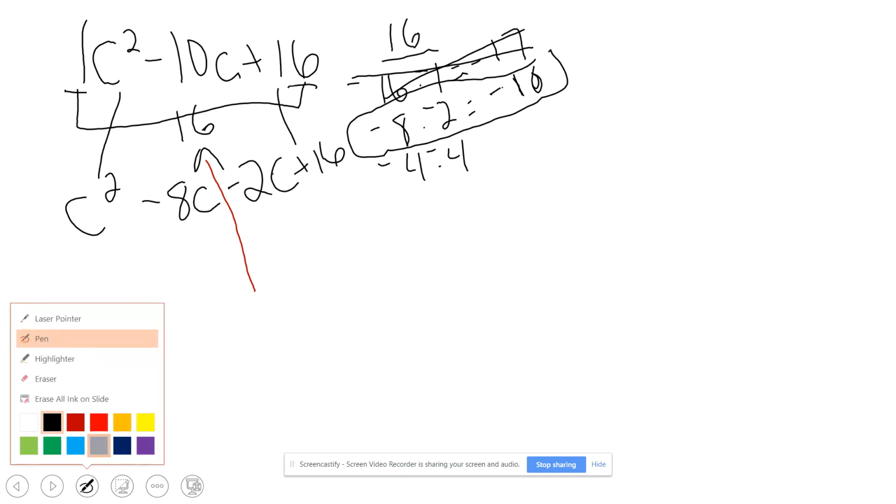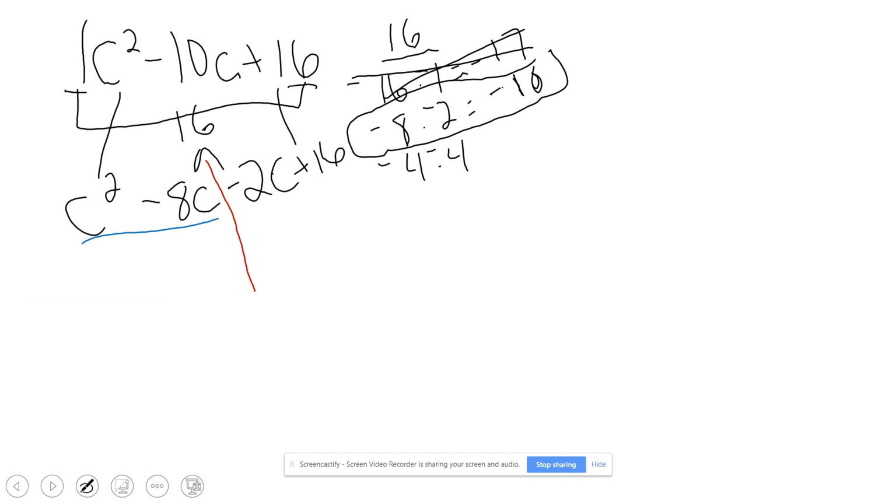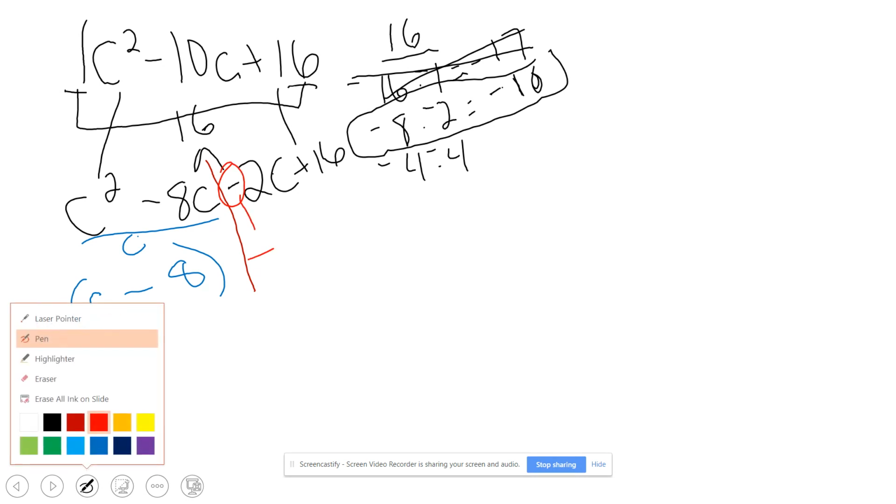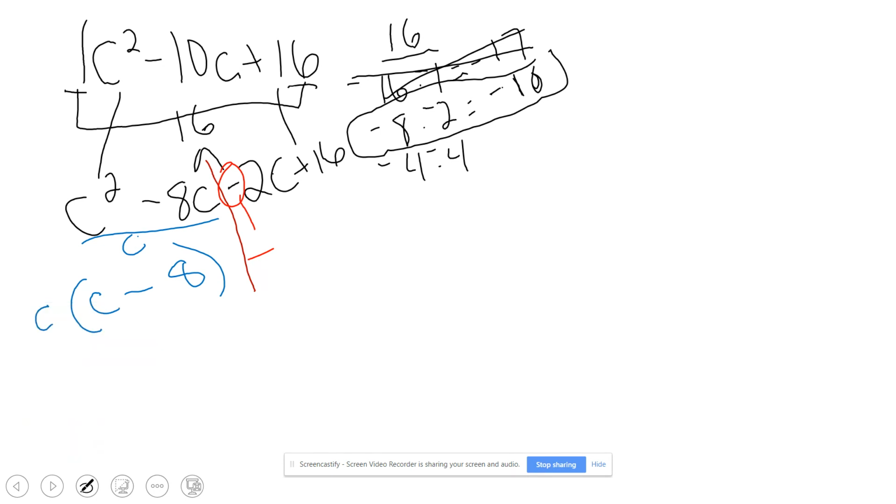Okay, our common factor on this left side is going to be c. So we're pulling out c. C squared divided by c is c, minus 8c divided by c is 8. Now remember, this next part always starts with whatever that sign is, and right now it's a negative.